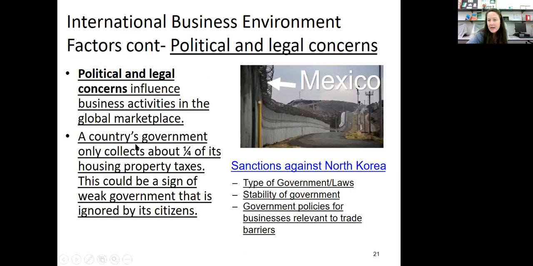And then the last category was political. So our government, laws, if a government's not stable, like North Korea, crazy. Maybe a policy or an agreement like NAFTA that encourages international trade. So those are the 4 factors.